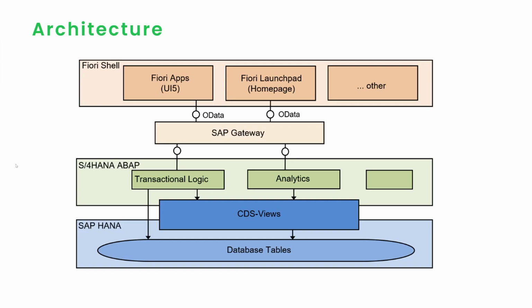So first, let's start with the architecture, because from that architecture, you can easily identify and understand the difference between the front-end developer and the back-end developer, and what their responsibilities are. In this architecture, you can see the first layer is SAP HANA. You can notice that it is not SAP S/4HANA, it is only HANA. That means it is the SAP HANA database. So it is also written that it is the database table.